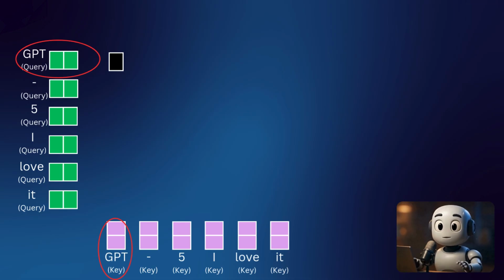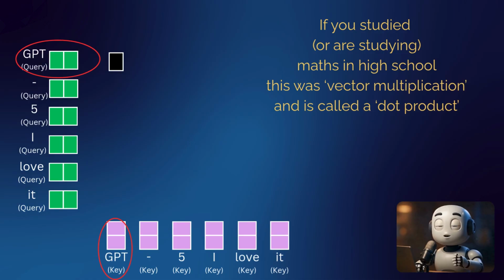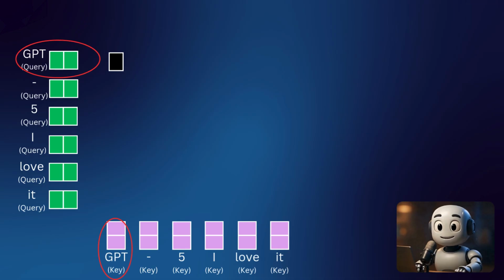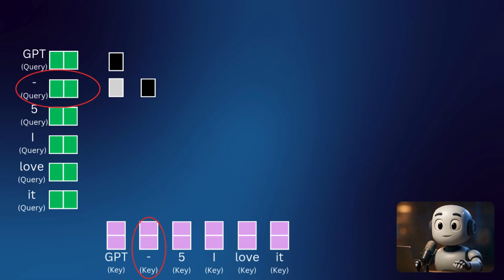We multiply all the numbers together in the different positions, add them up, and this gives us the sum. If you're in high school or you remember back to high school, this was called vector multiplication and a dot product. It doesn't matter. We just get a single number that says how related these 2 tokens are. And dark colors means the tokens are related, light colors means they're not. And then we do the same thing for the dash. We multiply the query for dash with the key for GPT and the key for dash. And we do the same thing with 5.